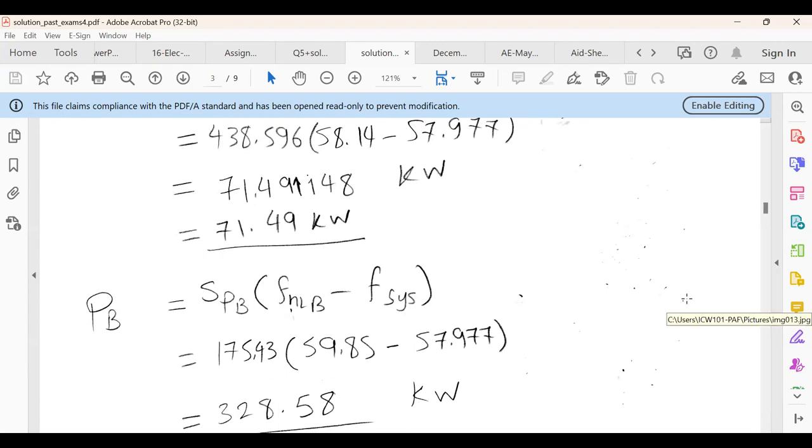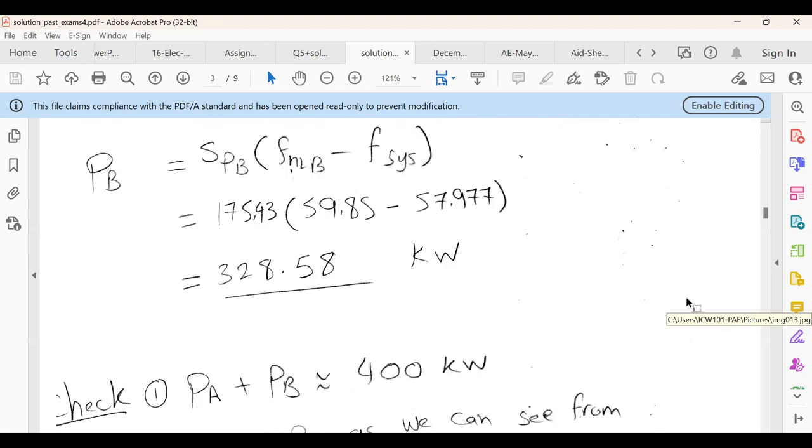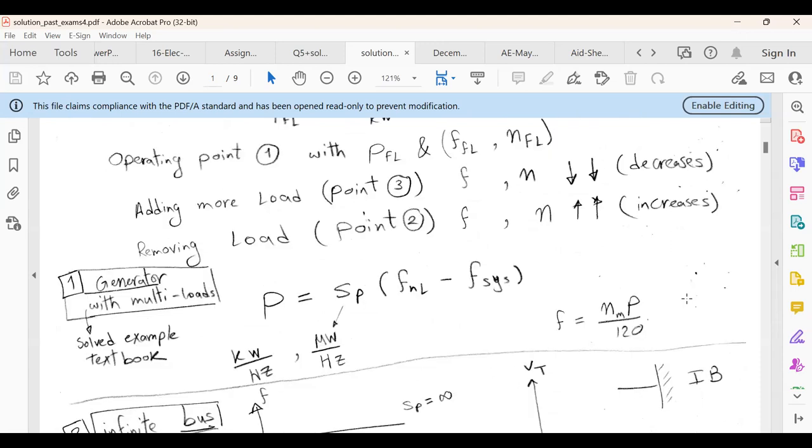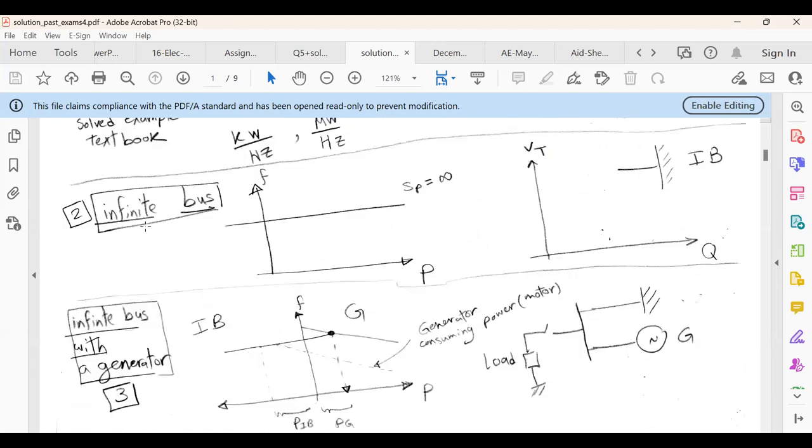Okay. Any question for this problem? By the way, we had one knowledge question regarding the infinite bus. But nothing for the problems itself, just the knowledge or the theory asking for the infinite bus for this case.